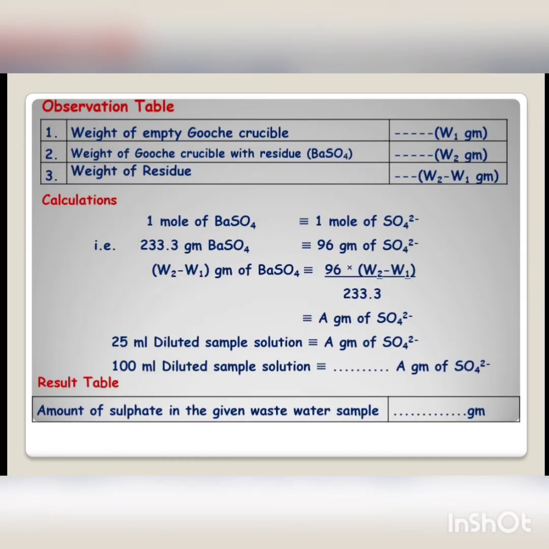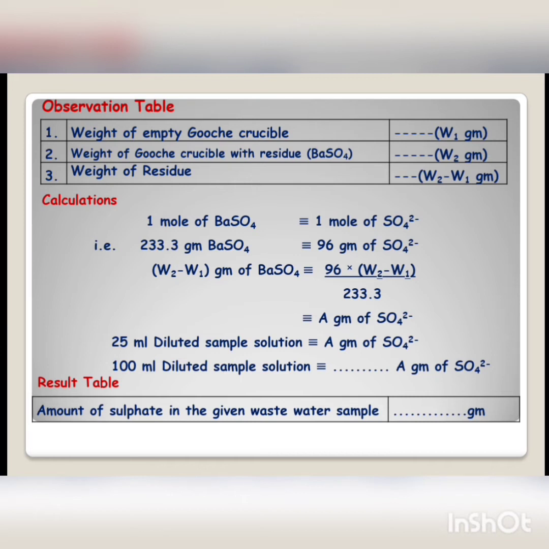The observation table for this experiment is given here. Here W1 is the empty Gooch crucible weight, W2 is the Gooch crucible weight with residue, and W2 minus W1 is the weight of the residue. Residue is your barium sulphate precipitate. Now here we got the barium sulphate precipitate, and W2 minus W1 is nothing but the weight of the barium sulphate precipitate. But we don't want barium sulphate, we want sulphate ions.